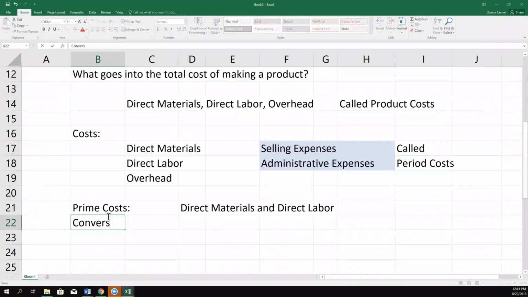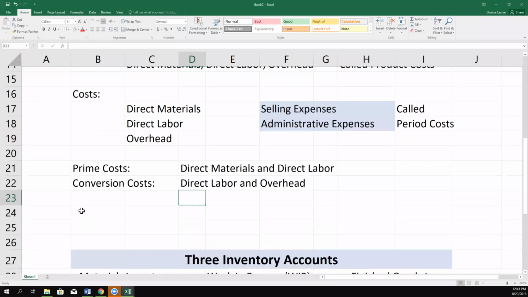Then there's something called conversion costs. And those are the direct labor and the overhead. Notice that direct labor is in both of these. Conversion costs are the cost of converting the raw materials into a finished product. It doesn't include the cost of the raw material, but it's everything that you're going to incur to take that raw material to a finished product.